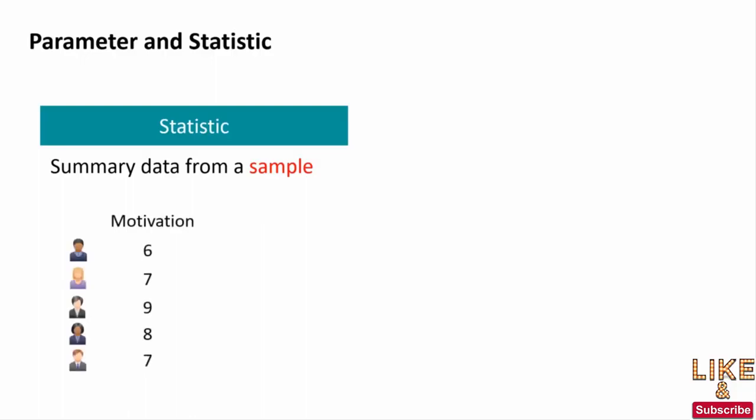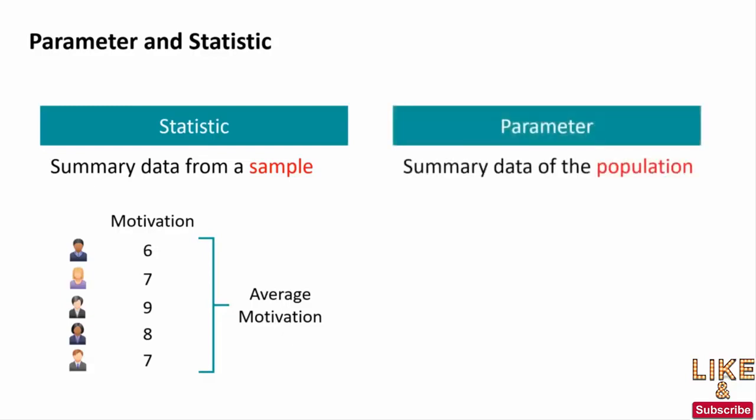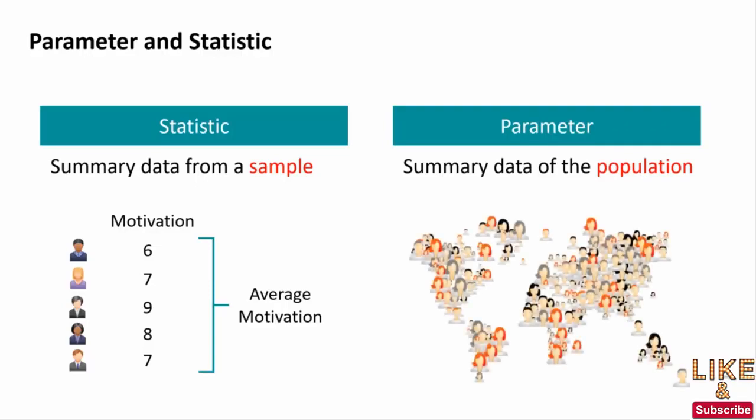For example, if we get the data of work motivation, we can calculate the average motivation level. The sample's average motivation level is a kind of statistic, while a statistic is a summary data of a sample data. A parameter is a summary data of the whole population. So if we can obtain the data of average motivation level of employees all over the world, the entire pool of employees, the average data is a kind of parameter.